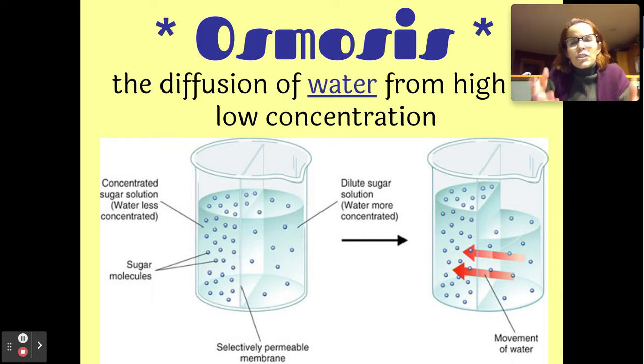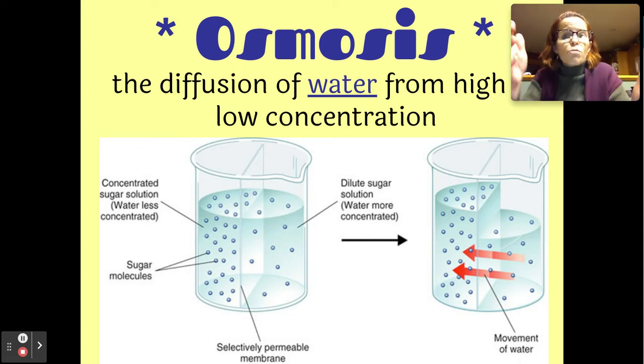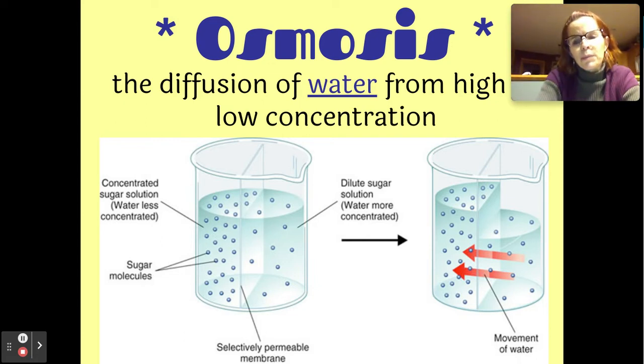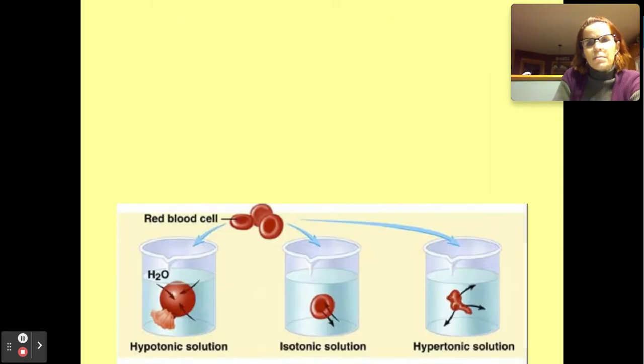It's trying to reach equilibrium. So it's going from where it was 95% concentrated, and trying to make equilibrium so that we have about 92.5% concentration on both sides of the semi-permeable membrane. So that's an example of osmosis.